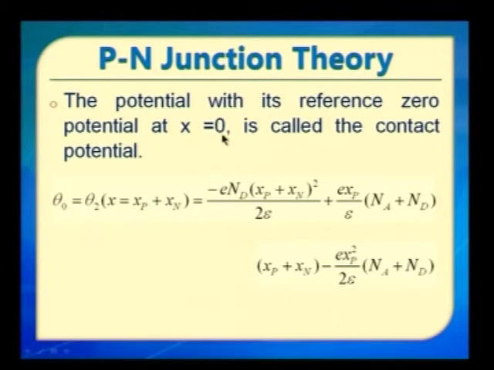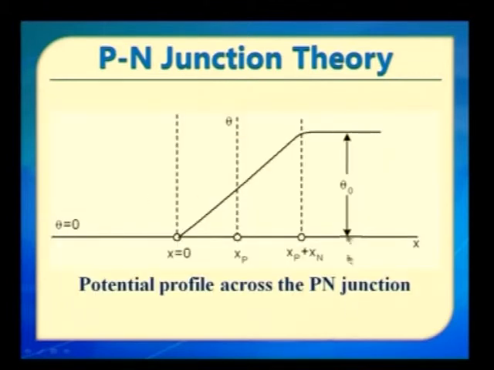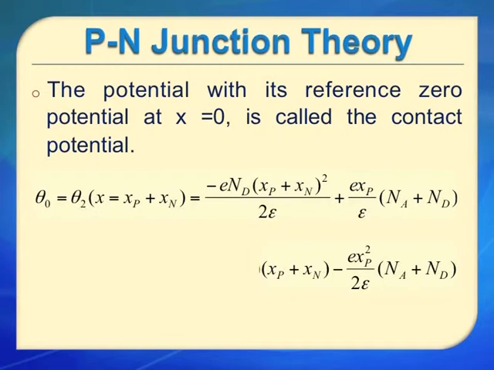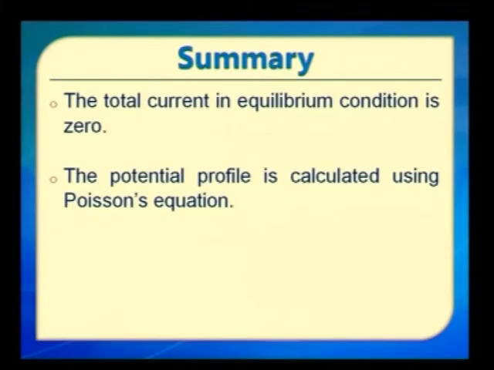And the potential, with its reference 0 potential at x equal to 0, is called the contact potential. It is called the contact potential. So, your theta naught, what is theta naught? The height of the potential that you have got, right. This is theta naught. This is called the contact potential. So, this contact potential is to be evaluated. This can be shown, theta naught having an expression of this kind, and we will go to the summary part.